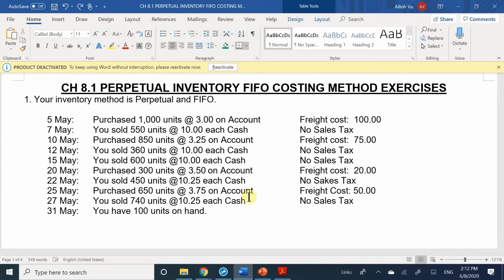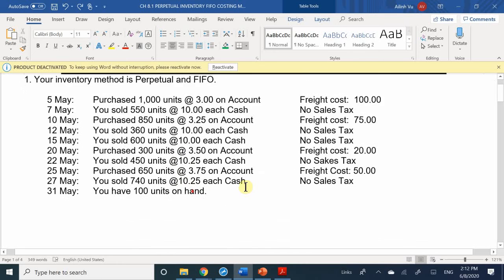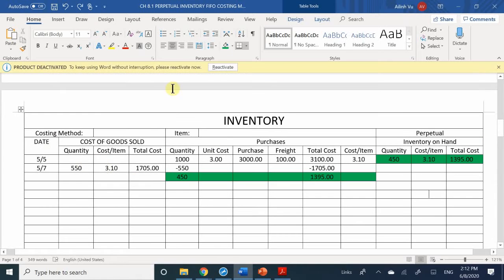On May 10th, you purchased 850 units, for $3.25 each and $75 in freight. Okay, so I'm going to go down here. My date is, oh wait, not April, May 10th. I got 850 more items and it cost me $3.25, and my freight is $75. Okay, so now that I have that indicated, great.